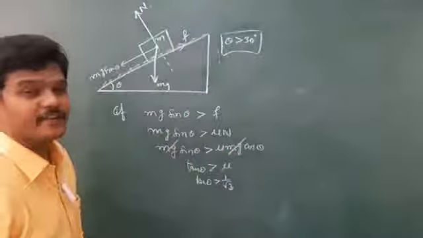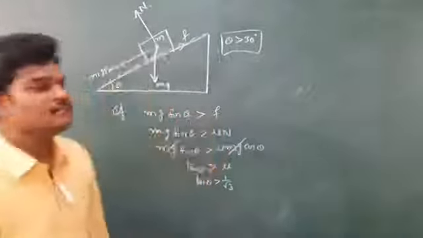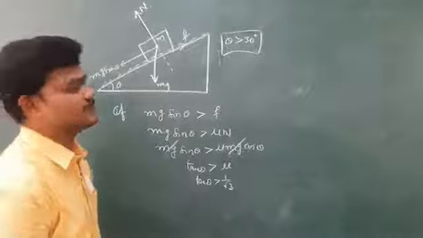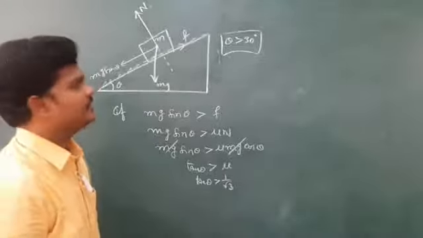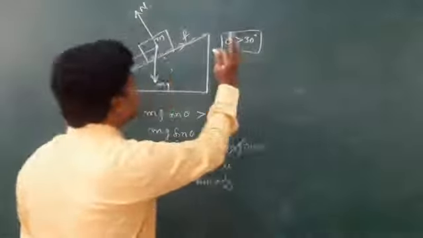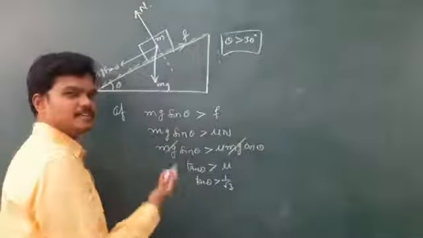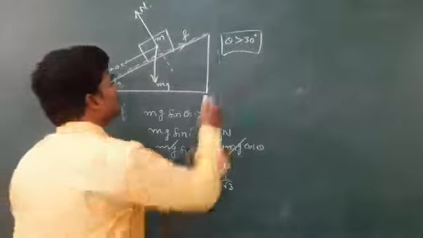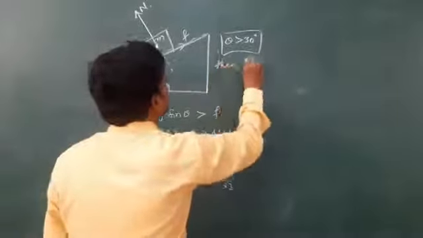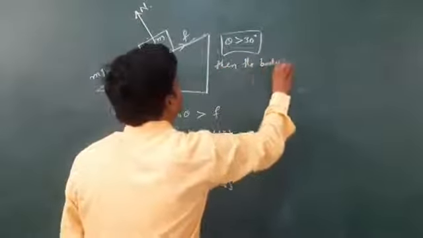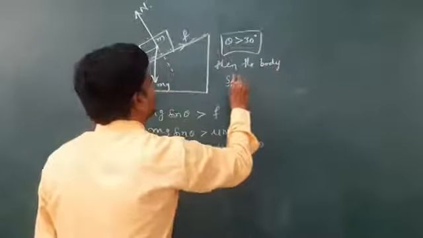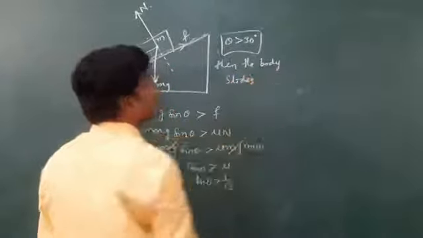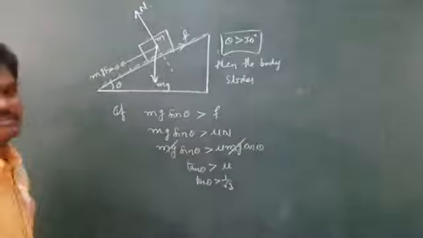Once the angle of inclination is more than 30, and if it is equal to 30, the body is ready to slide. If it is increased, meaning the angle of inclination is greater than 30, then no doubt the body starts sliding. The body slides if it is greater than 30. The body will slide first.